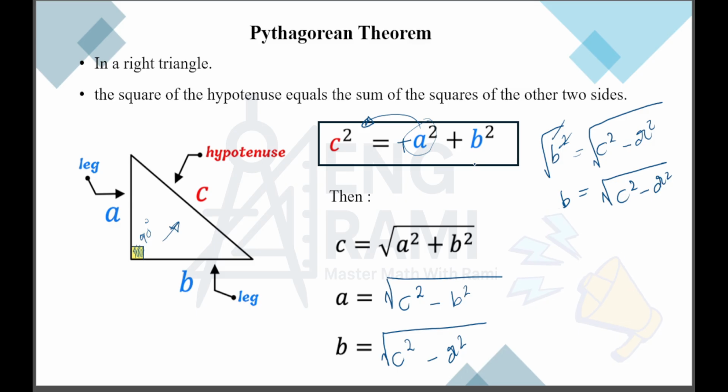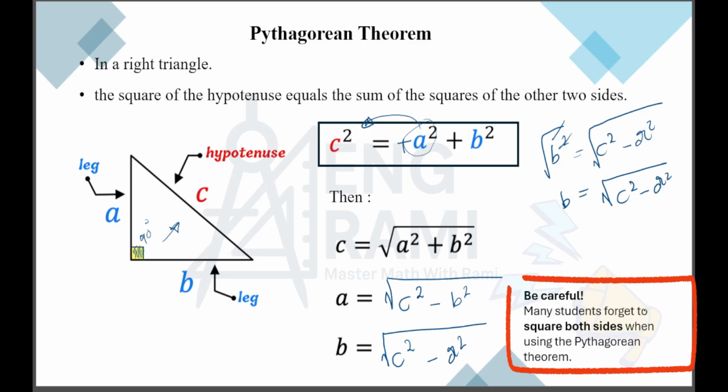You have to be careful. Many students forget to square both sides when using the Pythagorean theorem. They forget to square B and square C and square A.